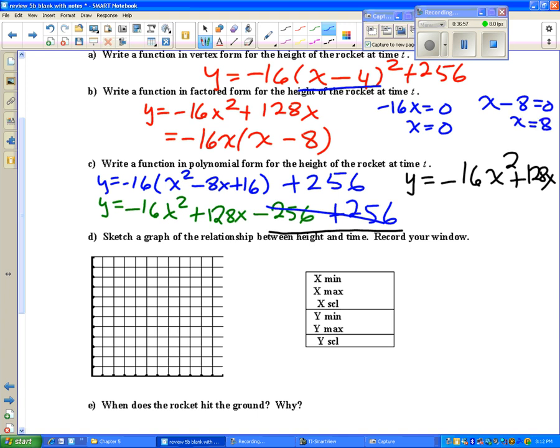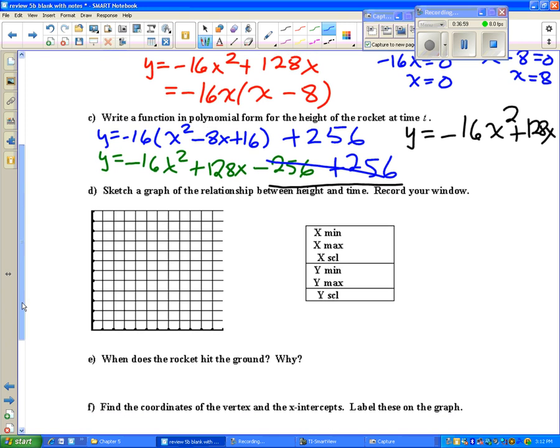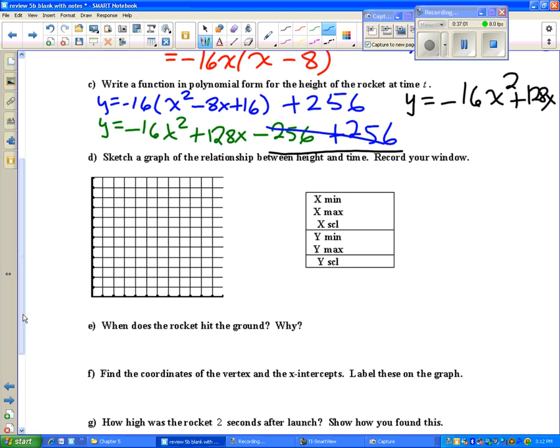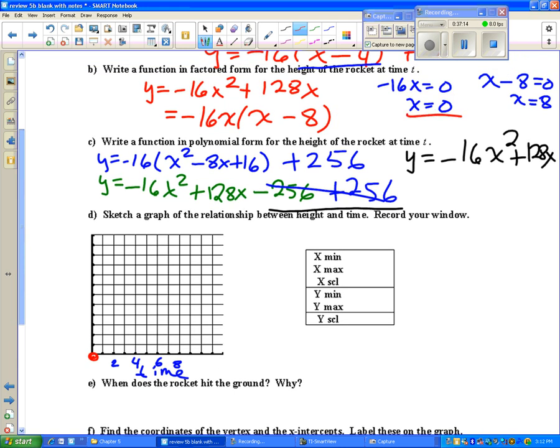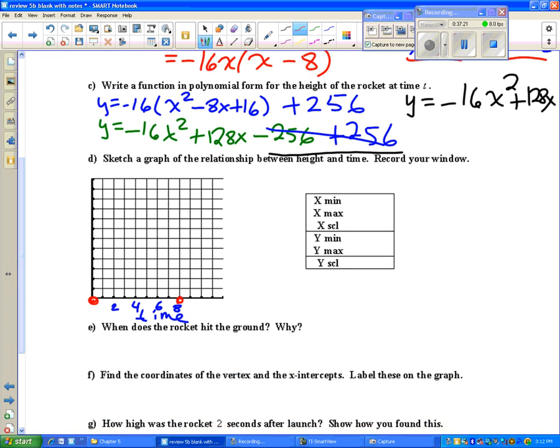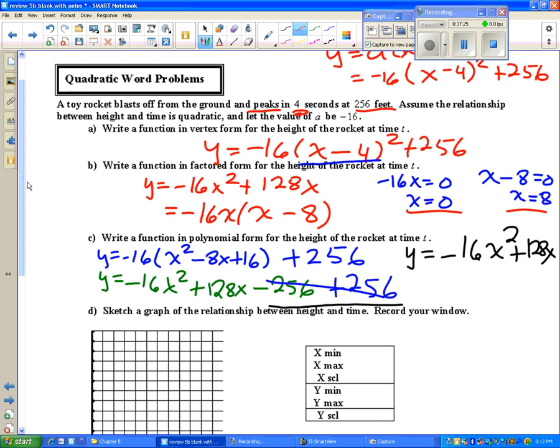So when I sketch this, this being time, 0, 1, 2, 3, 4, 5, 6, 7, 8. It's going to take off at (0, 0). That's what this tells me. And it's going to hit the ground again at (8, 0). So it's going to hit the ground here. It's going to peak at (4, 256).